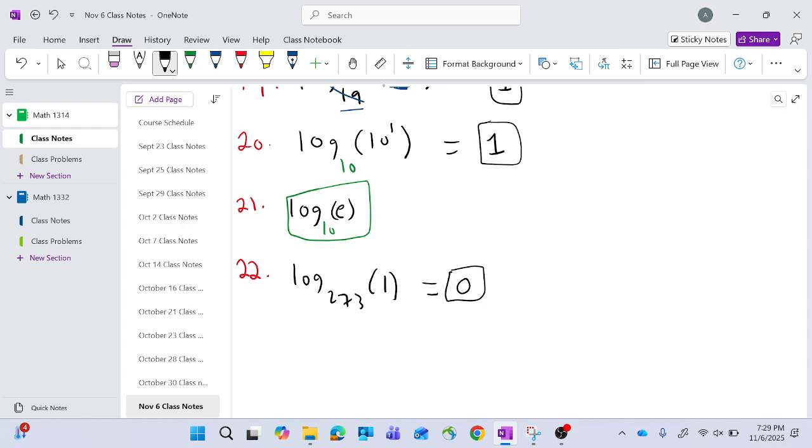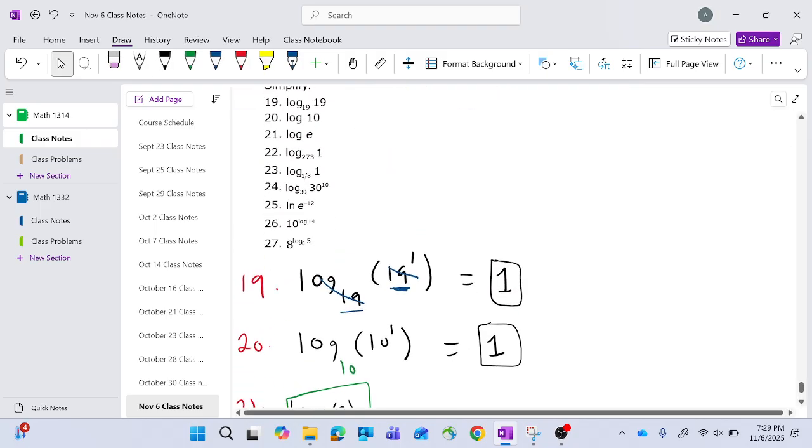So when you take the log of 1, it does not matter what the base is. It's always going to be 0. So it does not matter what the base of the log is. If you have log of something of 1, it will always be 0. So 273, 1007, 17, whatever. If it is of 1, it's going to be equal to 0. We're fine here?